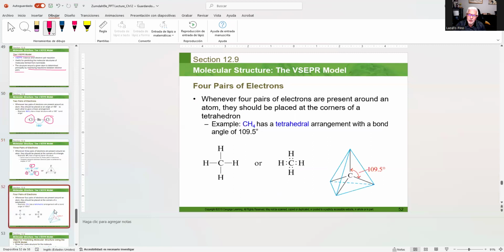And as I showed you before, in the case of methane, that is CH4, the angle of bond is 109.5 degrees, and this structure is tetrahedral.